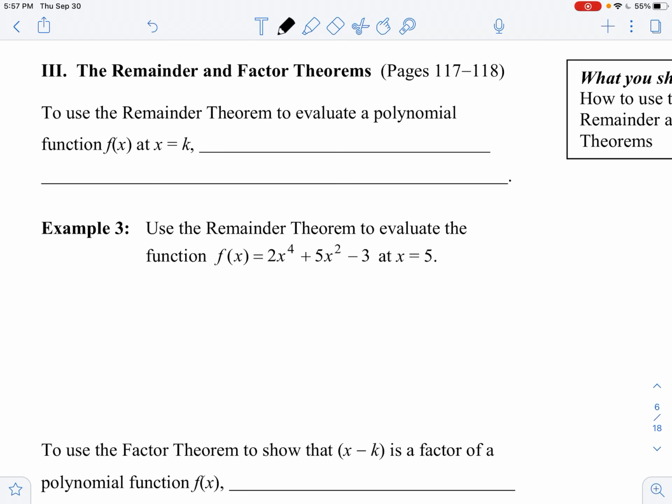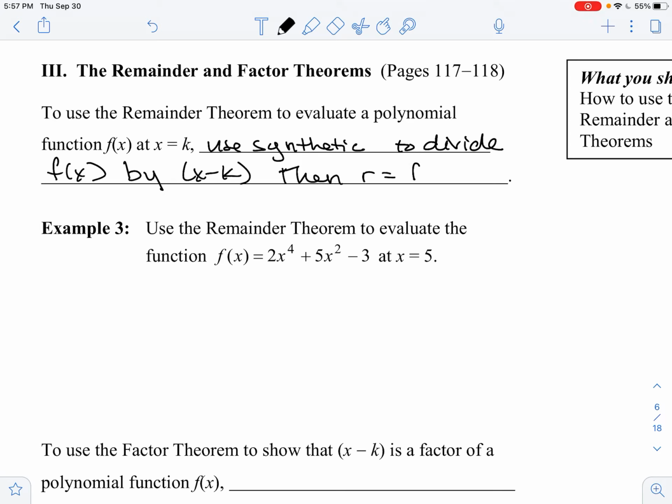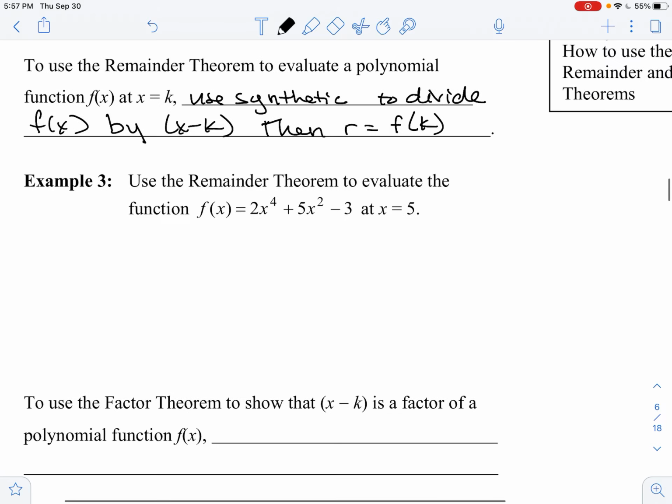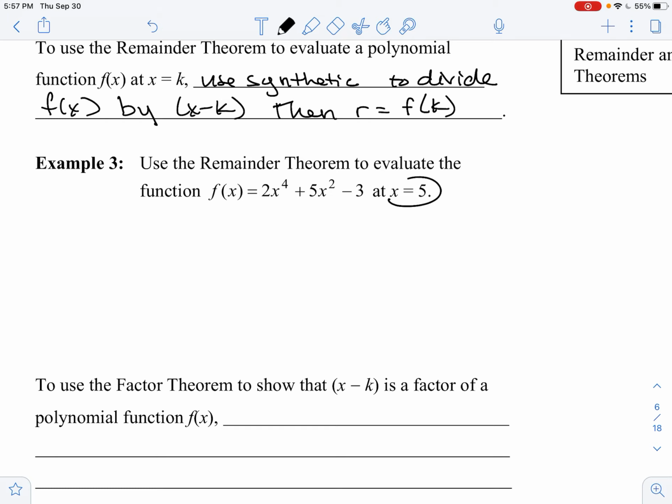Okay, so to use the remainder theorem to evaluate a polynomial function, we're going to use synthetic division to divide f of x by x minus k. So that would be like the factored form. Then the remainder should be the value of the function at the value of k. So keep in mind, if this is x equals 5, this is our value for k that we're going to use inside of our box.